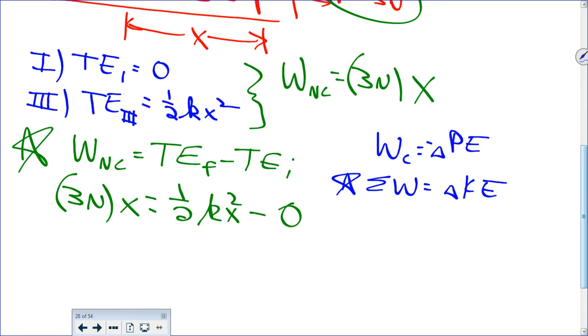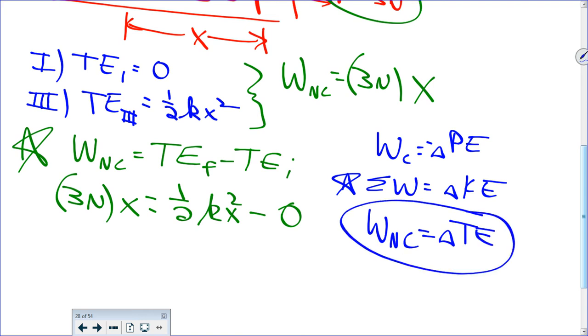So net work would be determined by the net force, right? Why would we not want to deal with 2 forces? There you go. The net force isn't constant, right? There's a spring. Because that spring, the more you stretch it, the more force the spring exerts, that's going to change your net force, right? So this work done by non-conservative forces is our change in total energy. Very, very useful equation.